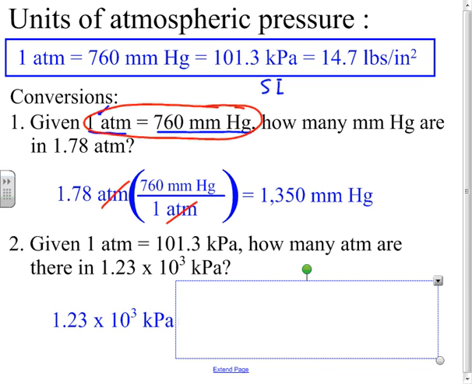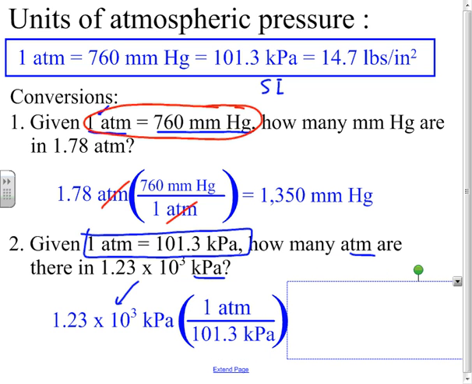Next one, given one atmosphere equals 101.3 kilopascals, how many atmospheres are in so many kilopascals? Again, write the given quantity, arrange your equivalents so that the like units cancel out. So now we want to end up in atmospheres. So you put the kilopascals on bottom so they cancel. Now we're going to take that 1.23 times 10 to the third and multiply by 1, divide by the 101.3 kilopascals, giving an answer of 12.1 atmospheres.